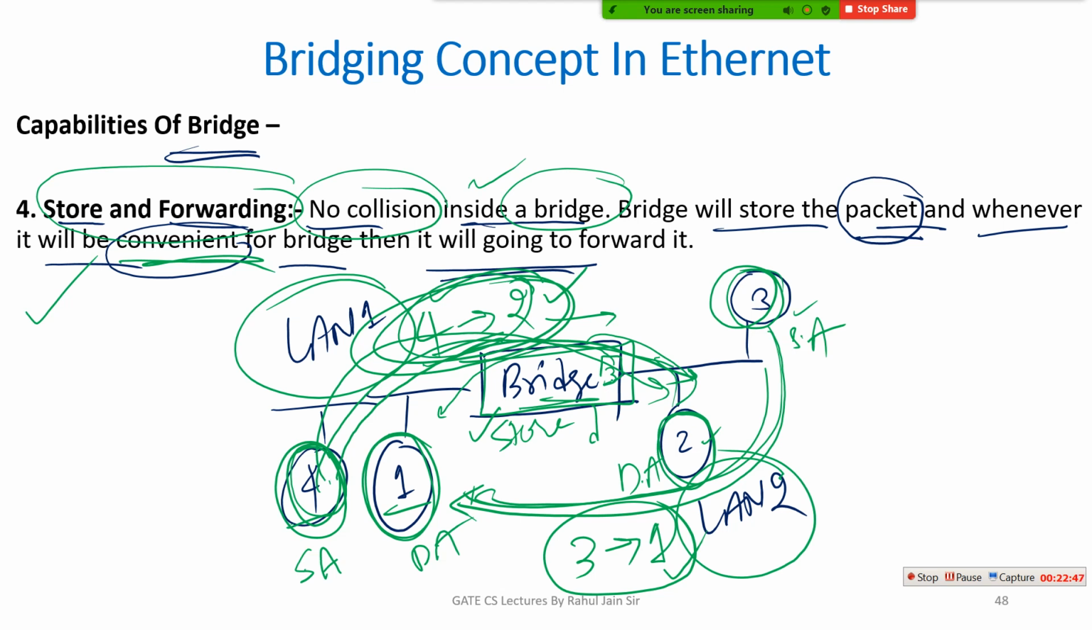At this time it will store the other packet. Once the first packet is forwarded completely to device 2, the bridge will get free. At that time the stored packet from device 3 will be forwarded to this one. So this is the store and forward technique. Is it clear, guys? Okay, very good.